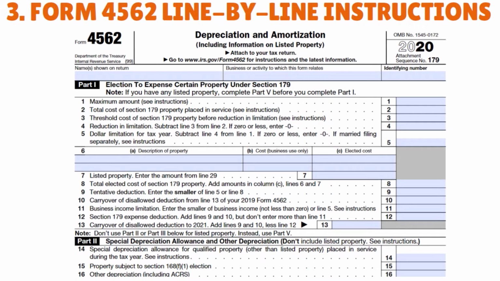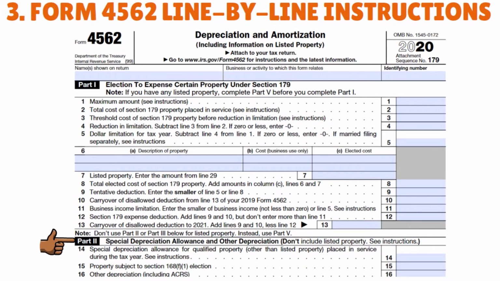And line 11, this is pretty cool. This is called a business income limitation. So here you enter the smaller of business income, not less than 0, or line 5. And line 12, this is the section 179 expense deduction. And line 13 is actually the carryover. And then you have part 2.